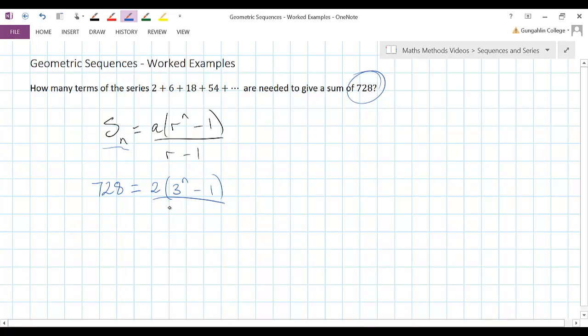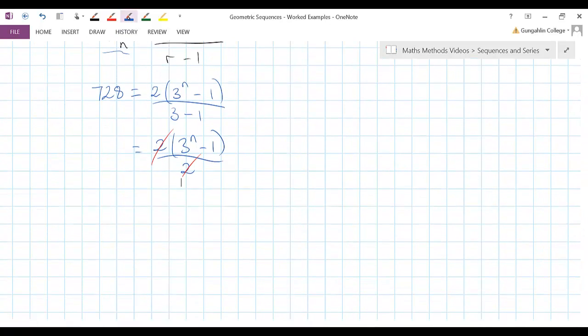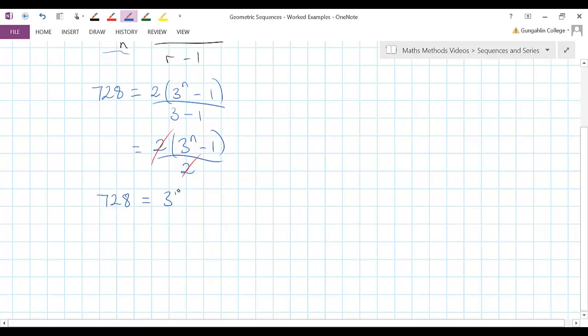And there is also 3. So I'm going to get that 2 outside of 3 to the n minus 1 on 2. These will cancel. And I'm left with 3 to the n minus 1. Okay, tidying up here, add 1 to both sides. 729 equals 3 to the n.